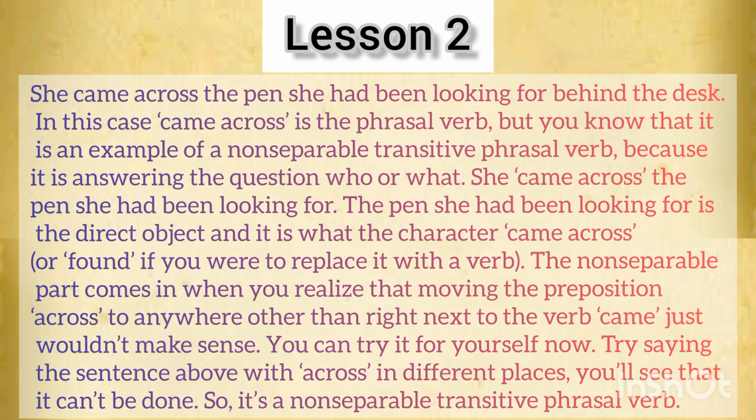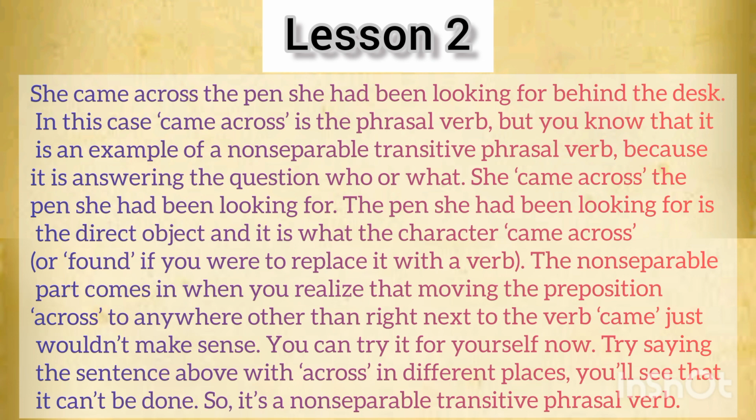Here is an example. She came across the pen she had been looking for behind the desk. In this case, came across is the phrasal verb, but you know that it is an example of a non-separable transitive phrasal verb because it is answering the question who or what. She came across the pen she had been looking for. The pen she had been looking for is the direct object, and it is what the character came across, or found, if you were to replace it with a verb.